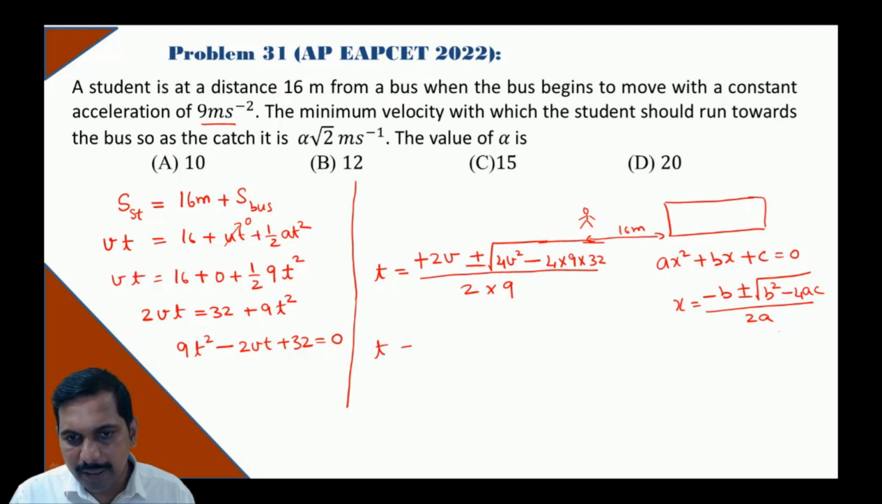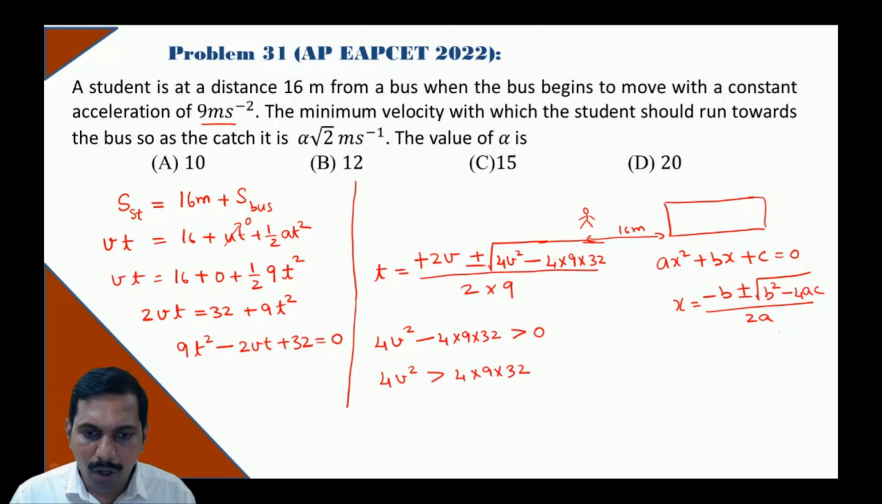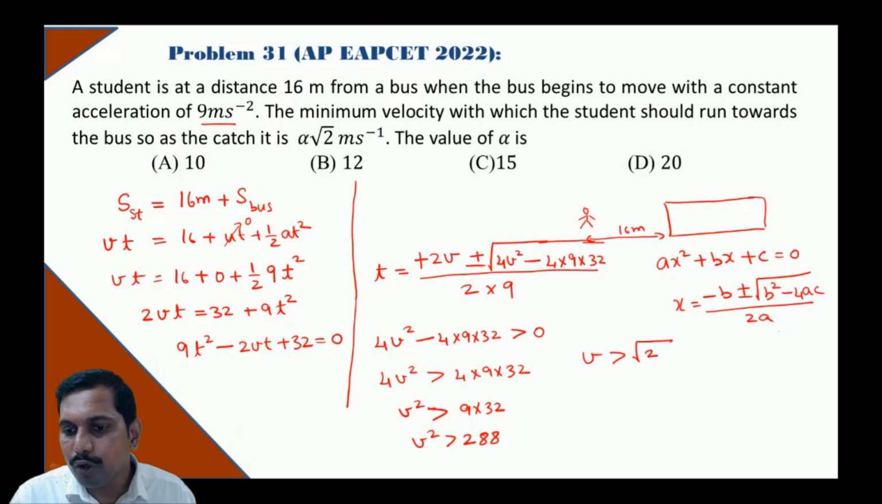So now this time would be equal to, now here observe, whatever be the value of time, if the value inside the root is negative, then we have complex solutions. So we have to have a solution where 4v square minus 4 into 9 into 32 should be always greater than or equal to 0. That means our 4v square should be greater than 4 into 9 into 32, or v square should be greater than 9 into 32, which is 288. So v square should be greater than 288, or v should be greater than or equal to square root of 288.